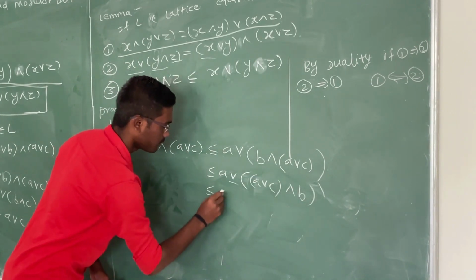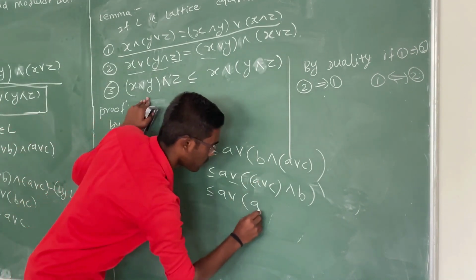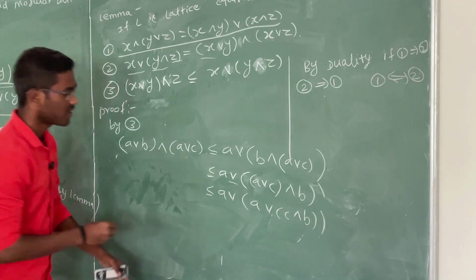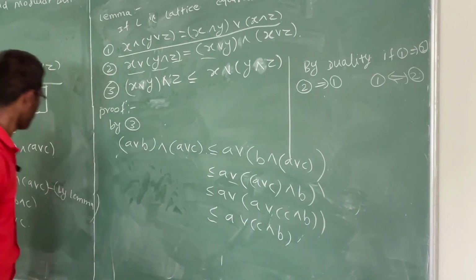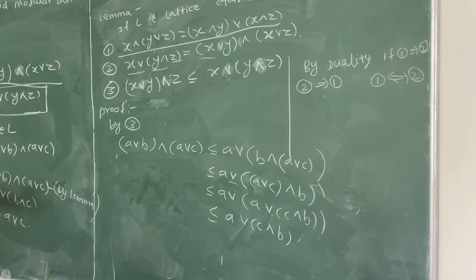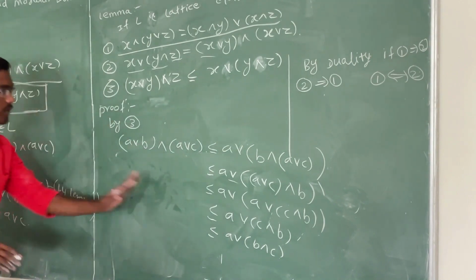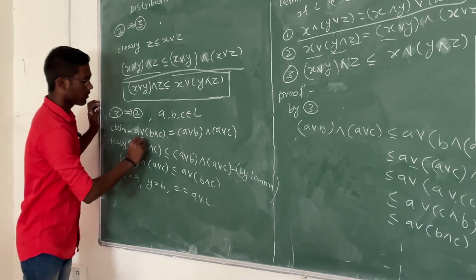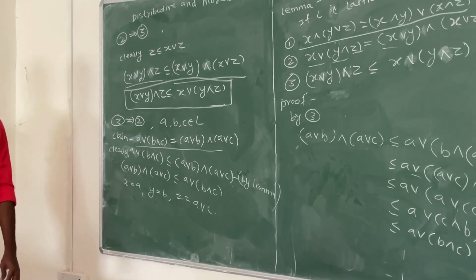Then by applying the third one, A join C meet B. And by interchanging, A join C meet B or B meet C, we can write A join B meet C. Easily we can say that. And therefore from this and from this we can say that this is equal. Okay?